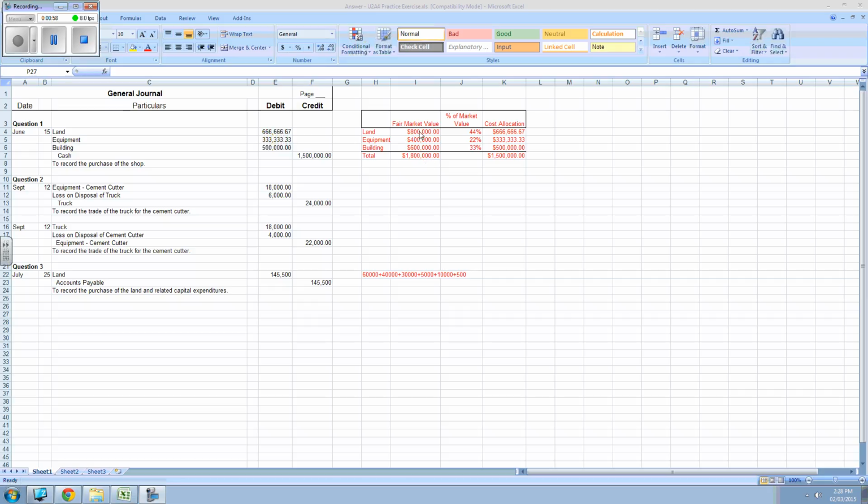So you would take 800,000 divided by 1,800,000, which gives you 44%. 400,000 divided by 1,800,000 is 22%, and the building would be 33%. Then you take those numbers and multiply them by the amount that you actually paid. So you paid 1,500,000, and 44% of that is 666,667. And the equipment would be 22% of it, and the building 33% of it.